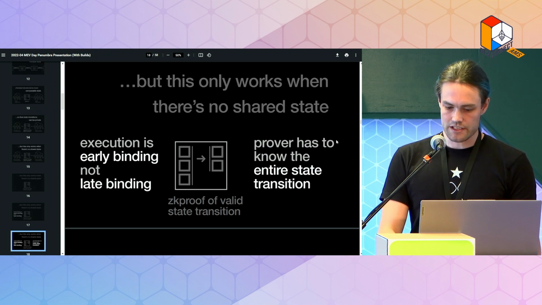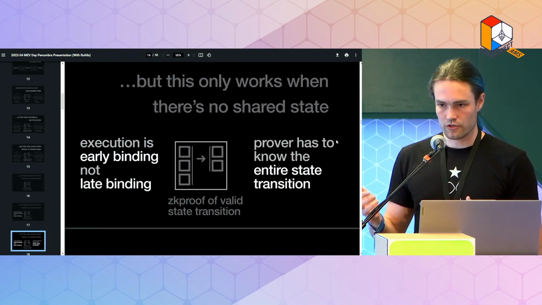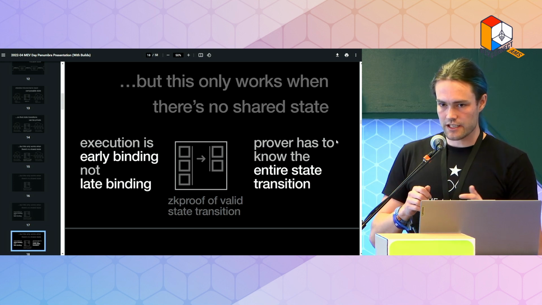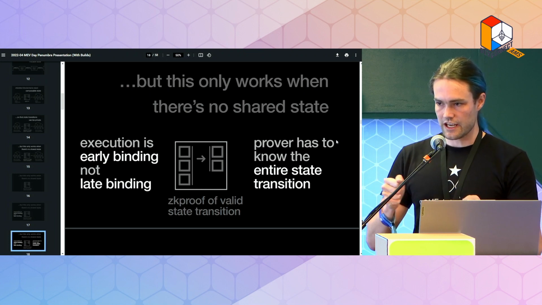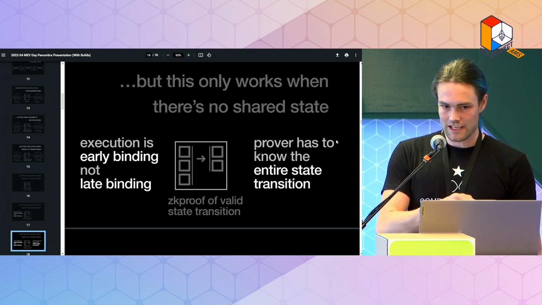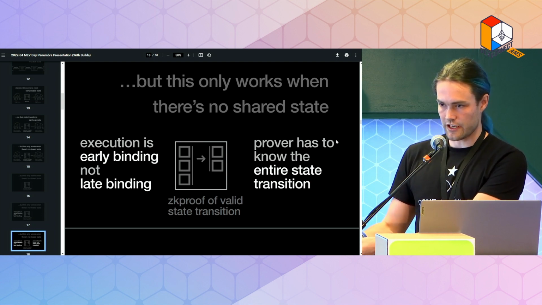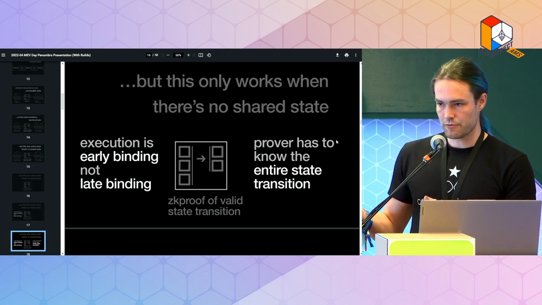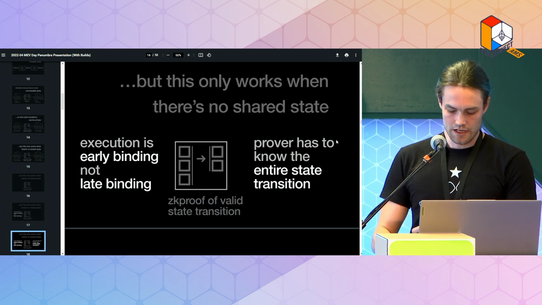The second problem is that the prover has to know the entire state transition, right? So whoever is actually doing this proof needs to know all of the relevant data. And that means that if you're ever having something that has two people's data, either one of them has to tell the other, or they both have to tell some trusted third party, right? So a ZK rollup does not actually provide you with privacy, because you've just introduced this new trusted third party that's doing the rollup proofs.